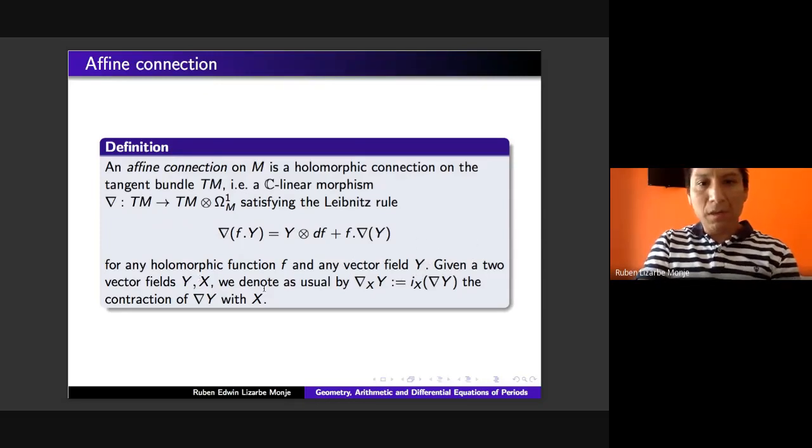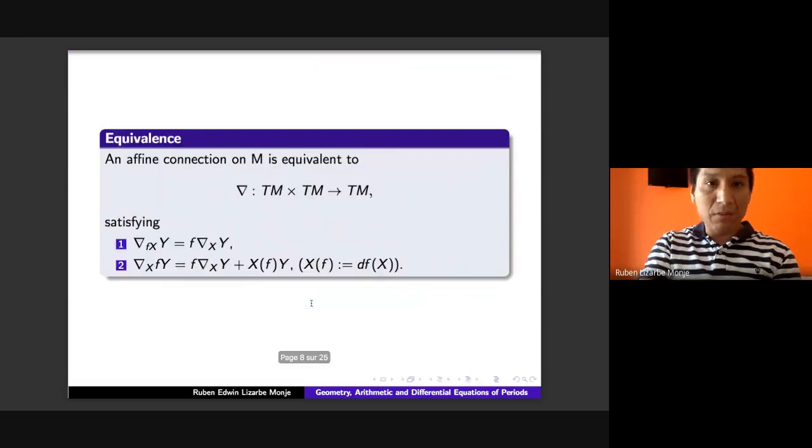Two vector. We denote the set this form. Okay, because this is a contraction of this vector field. Another equivalence for affine connection is the same. I prefer this definition because in the case of projective connection, the definition is very similar. Okay, this is the other definition for affine connection.